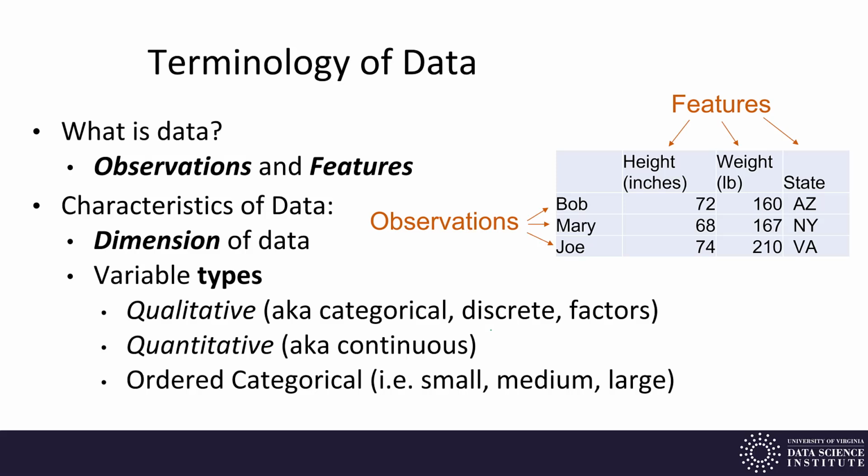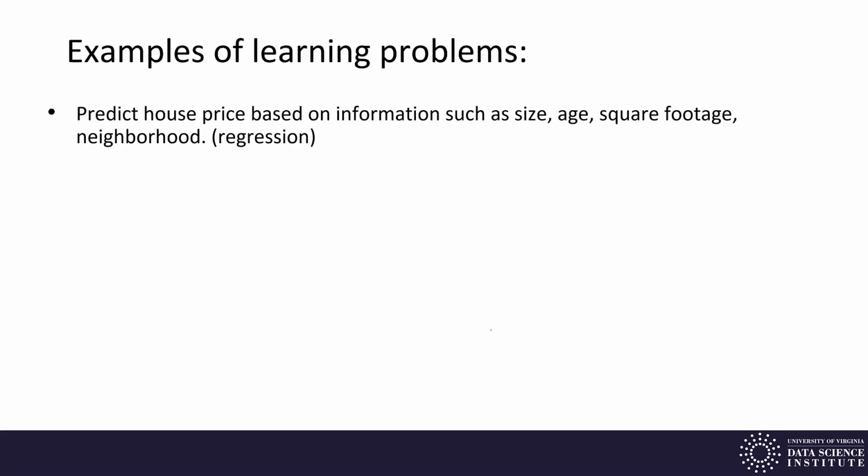Our variables can also be quantitative or continuous. So here height and weight are continuous variables. They can take on any number in a range of numbers. The last type of variable that we'll come across is ordered categorical variables, so small, medium, large. These are discrete variables that have some specific order that has meaning to them.